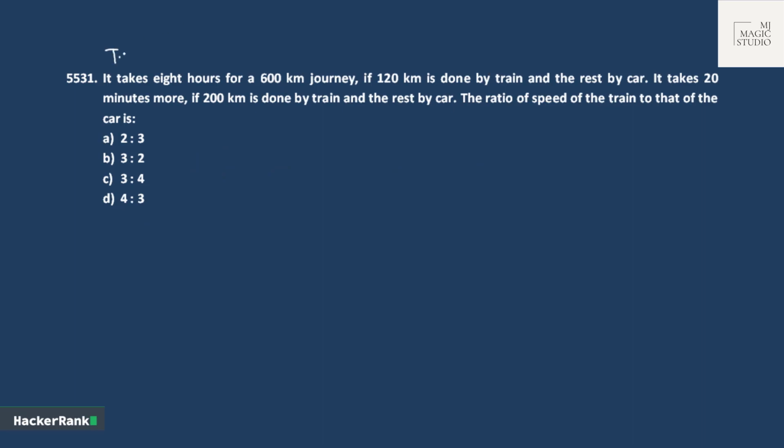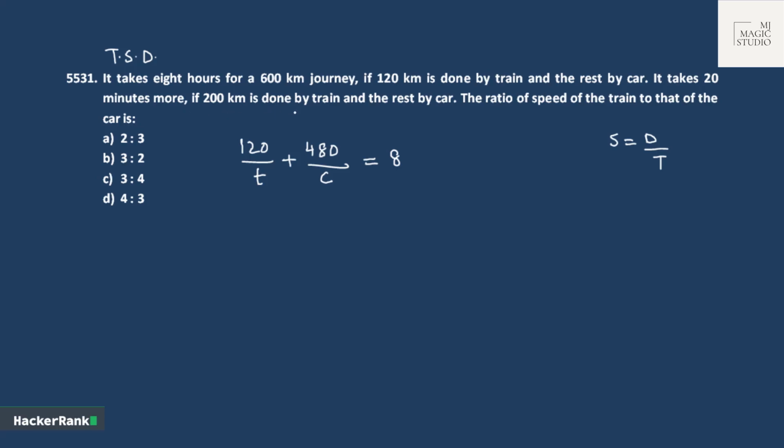Okay, a classical from TSD: time, speed, distance, and the only formula which works with time, speed and distance we know is speed is distance by time. It takes 8 hours for a 600 kilometer journey. If 120 kilometer is done by train, so let the speed of train be t, then the time taken by train would be 120 by t, and the rest, 480 kilometer by car, and then the total time taken would be 8 hours.